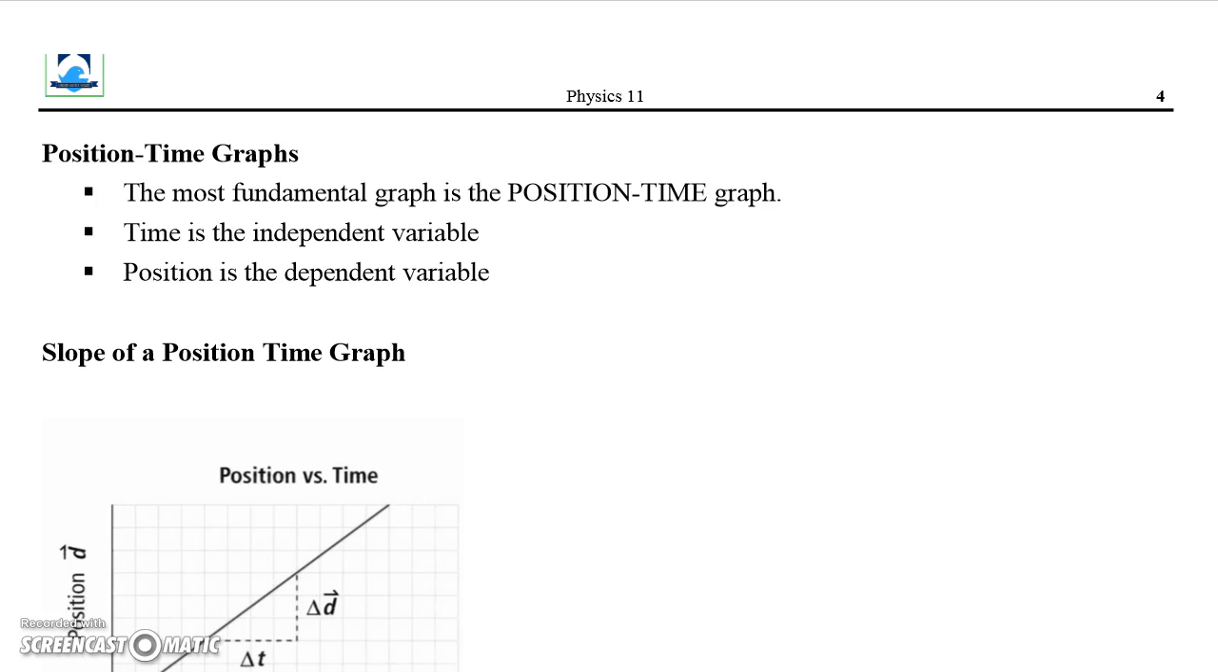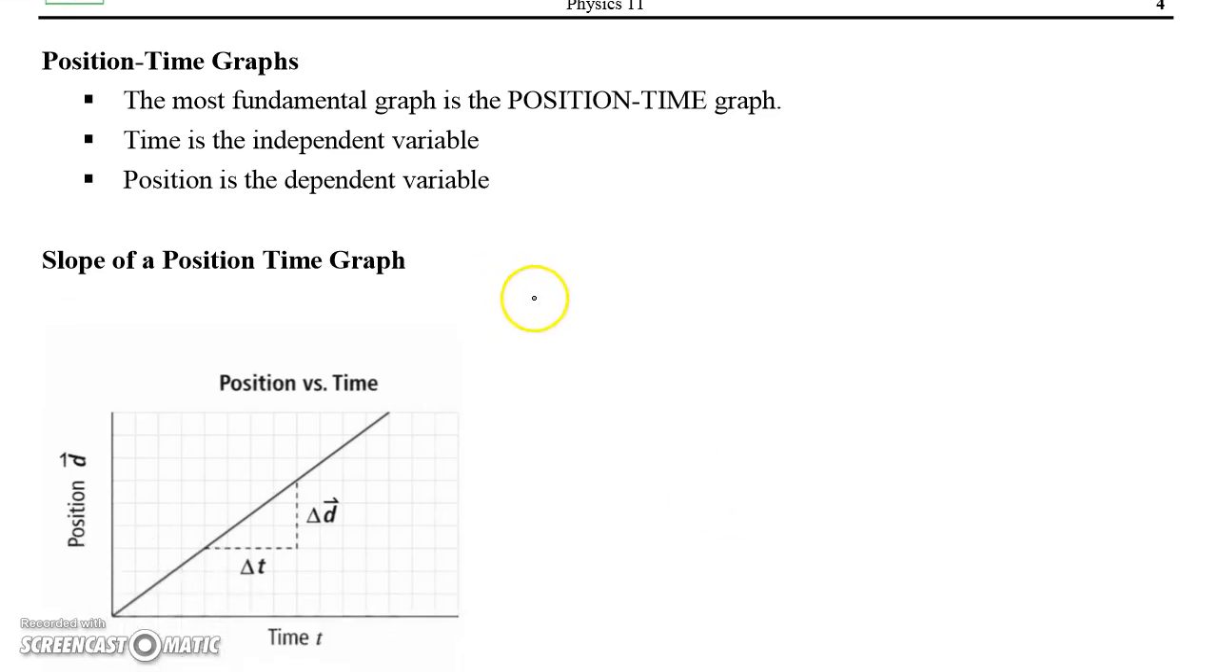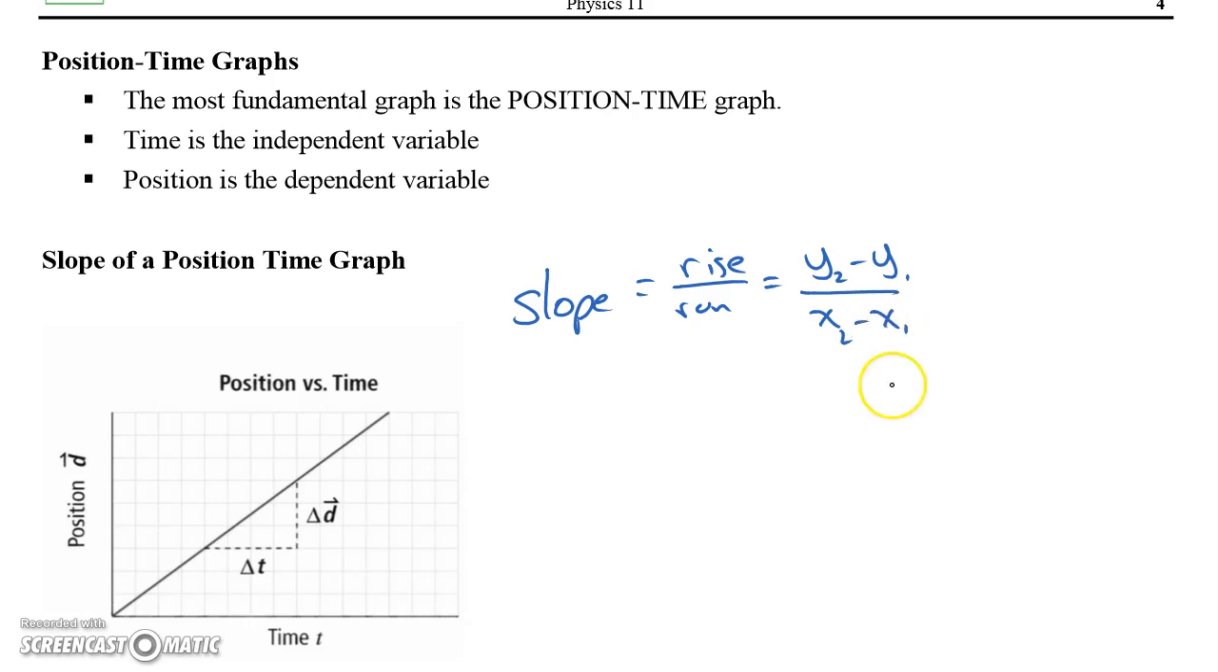So position time graphs, where we've got position as our dependent variable and time as our independent variable. The key here is what our slope is equal to. So if we think about slope as our rise over the run, also our y2 minus y1 over x2 minus x1. Now that's general in terms of math.